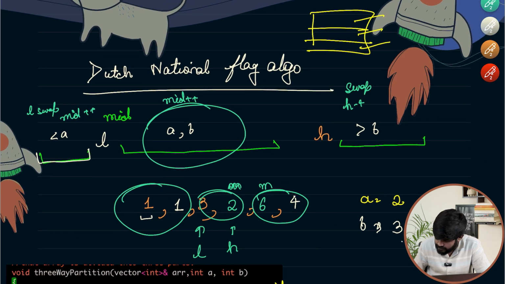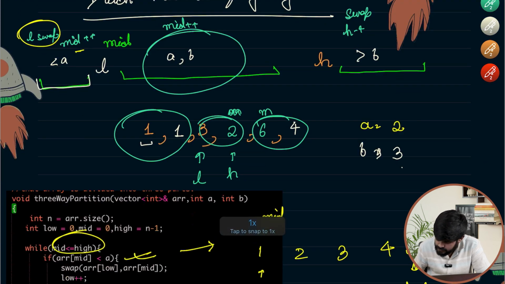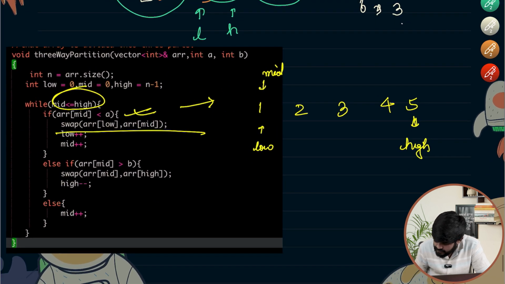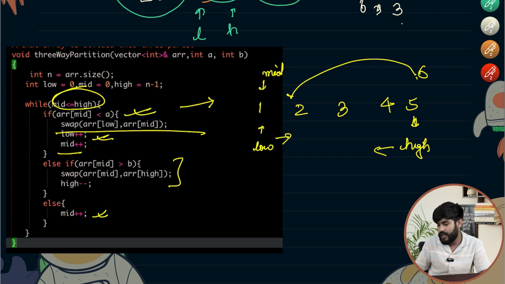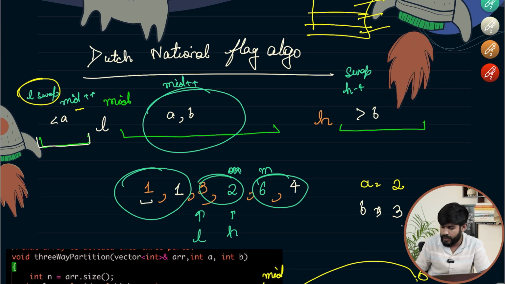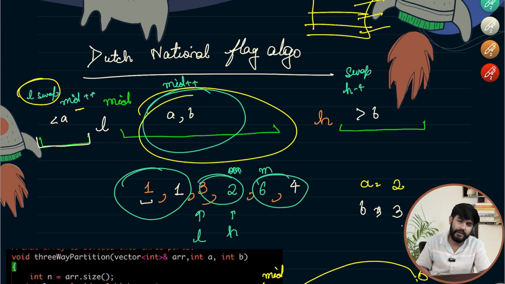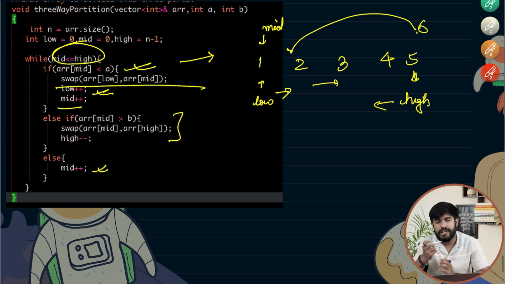If it is low, so what would happen? We would swap and mid plus plus. So we are swapping mid plus plus, and low would always increase. Low would move forward. If it is greater, high would decrease, but mid won't move forward. Why? Because let's say a high value 6, after swapping, it came here. That is why, the reason. So swapping would definitely happen, high would decrease, but this would happen. And if it is within the range, it would simply move forward because the value is less than this is meant to be here. So this is the Dutch national flag algorithm.